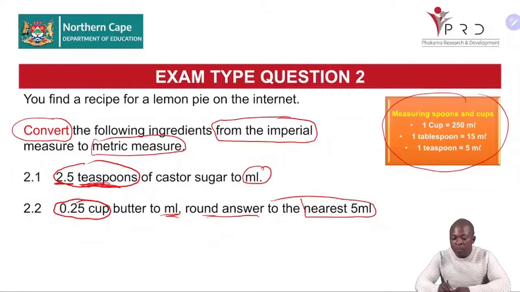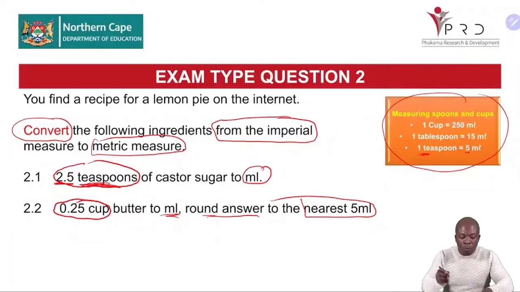Look on your right side. They are saying every 1 teaspoon is equal to what? 5 milliliters. So the examiner gave us a clue. The examiner gave us a conversion factor. But then the question is, how do we use it?